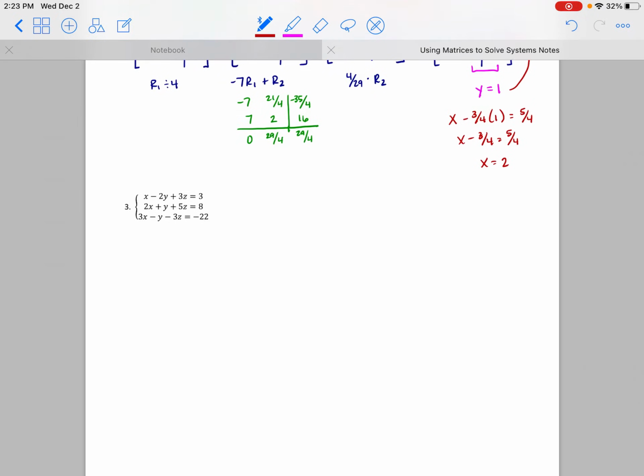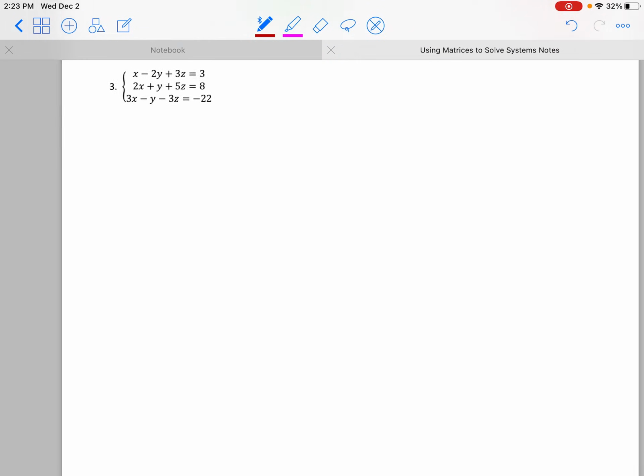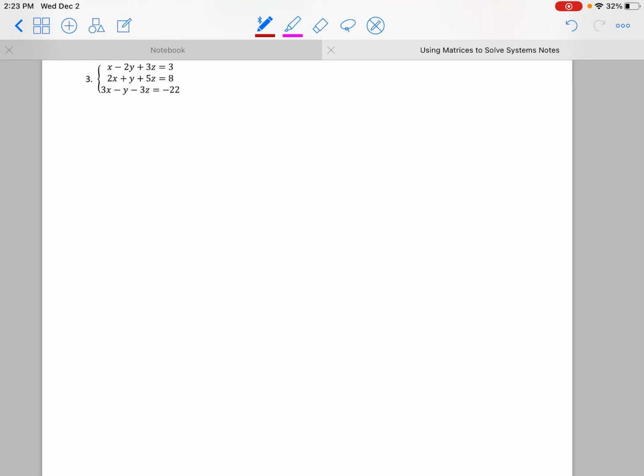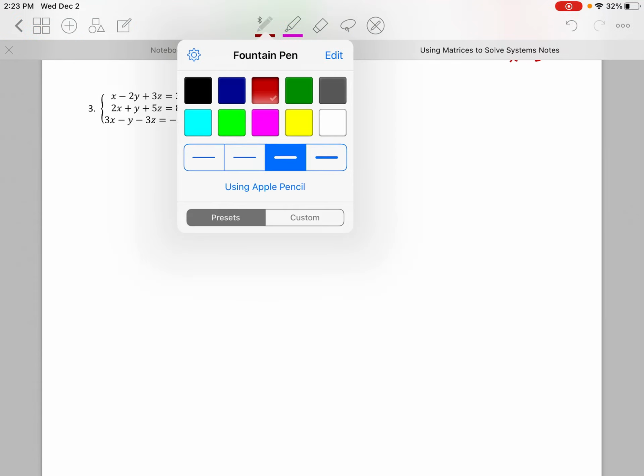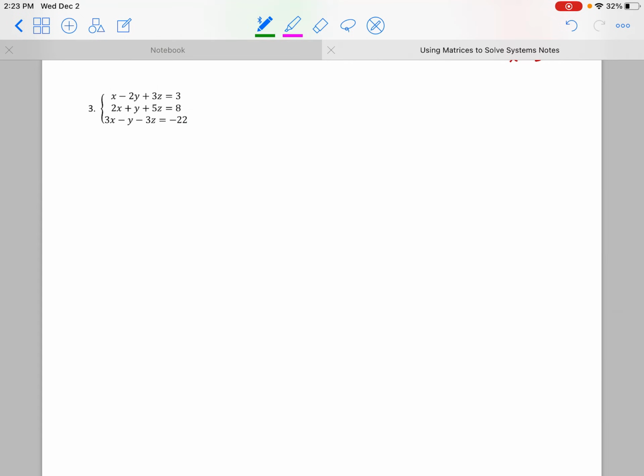Okay? Now, the real bear. You ready for this? Pause, go get a drink, take a stretch break, because this is going to be a doozy. No, it's not that bad. We're going to try to solve a 3x3, and the goal for the 3x3 is to get the 1, the 0, the 0, the next 1 and 0, and then the last 1.